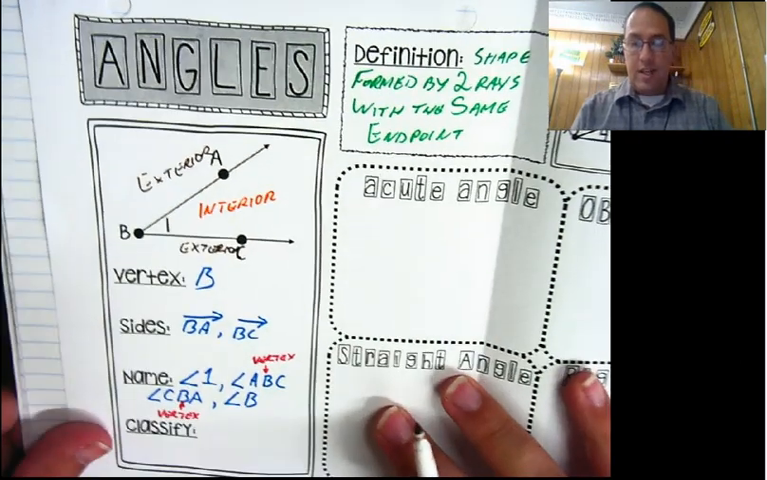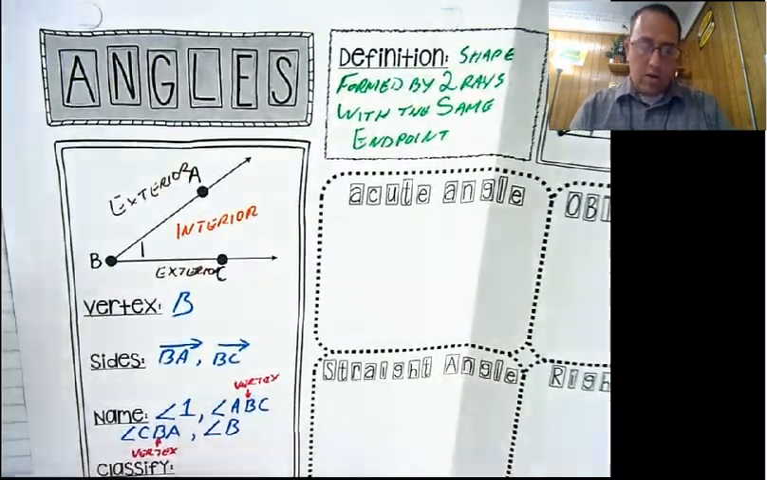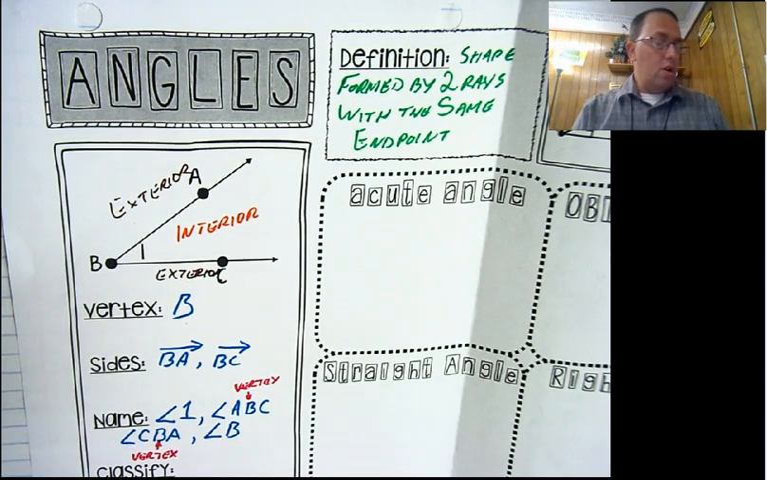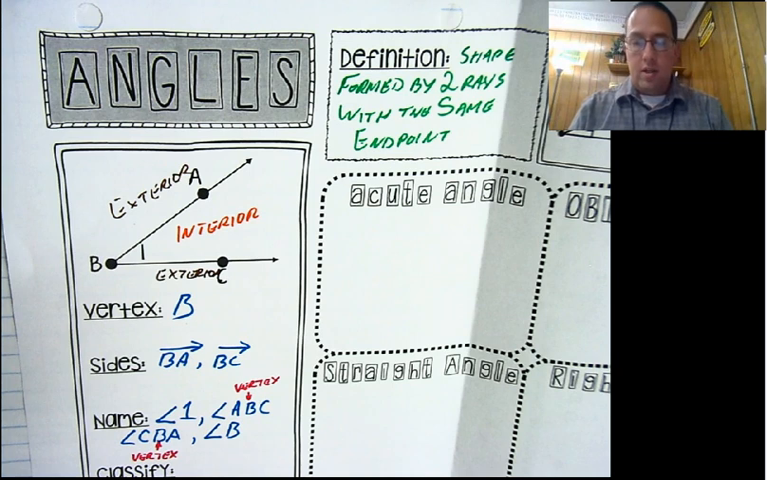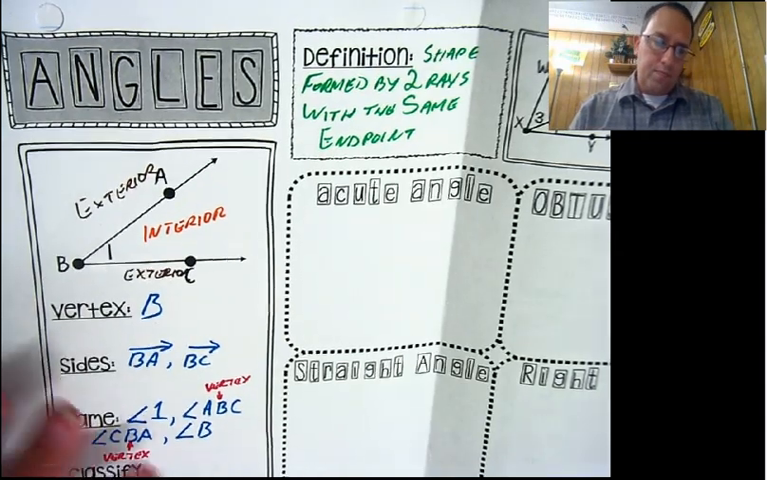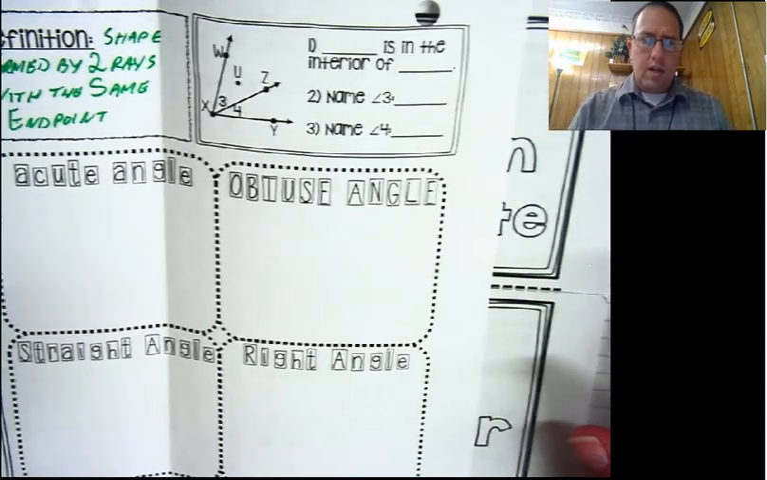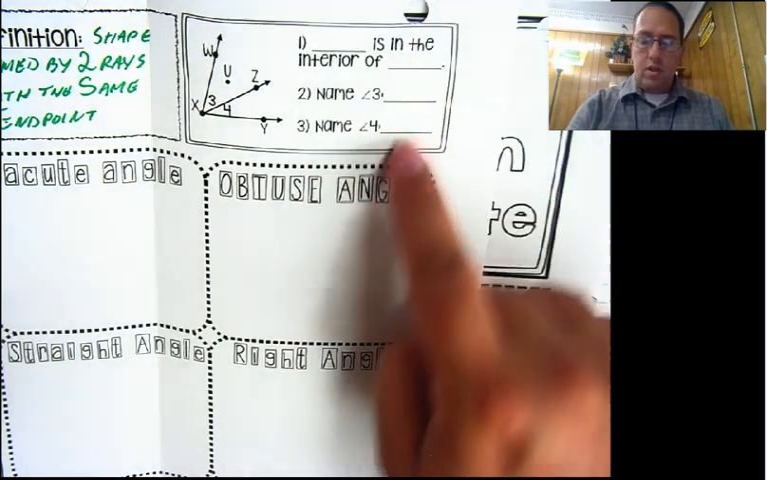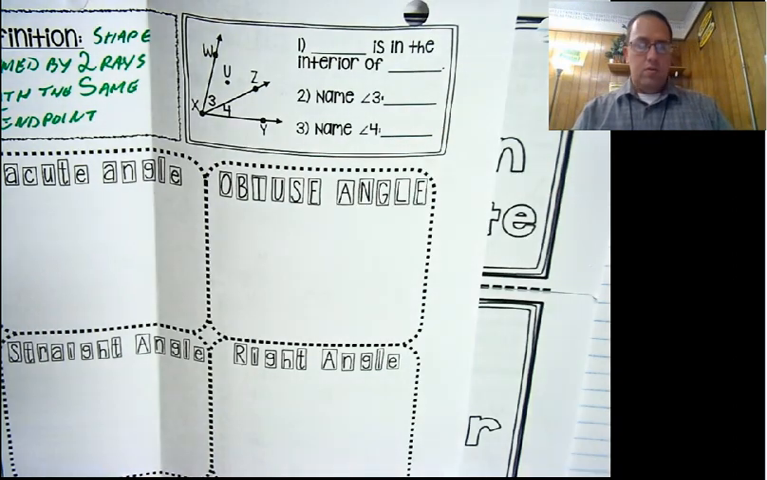All of that is exterior to the angle. Now the question, what about points A, B, and C? Those points are on the angle. They're not inside the angle, they're not outside the angle, they are on the angle. All right? Okay. So what I'd like you to do is pause the video and answer these 3 questions here. Then come back.